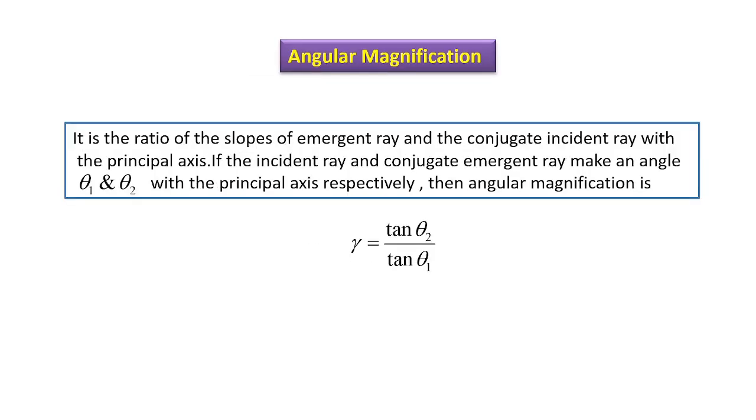Now we will talk about the angular magnification. Angular magnification is the ratio of the slopes of the emergent ray and the conjugate incident ray with the principal axis. If the incident ray and the conjugate emergent ray make angles θ1 and θ2 with the principal axis respectively, then angular magnification gamma is equal to tan θ2 divided by tan θ1. So this is about the angular magnification, and these are the three types of magnification.